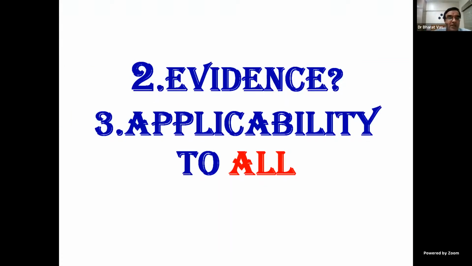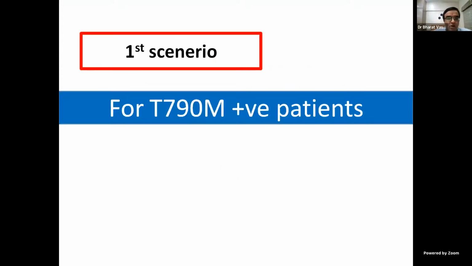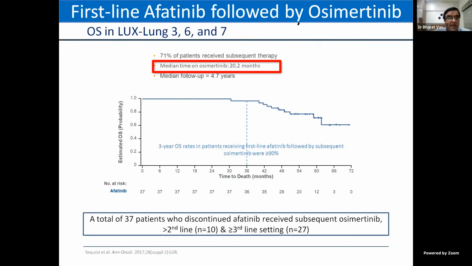Now I'm trying to discuss what the evidence is and its applicability to all. The most common scenario, which my senior colleague will agree he knows also, but I'll be trying to discuss both. What we have now is the available evidence. And I am not wrong to say that there is no phase 3 trial, so you cannot dispute that this is an inferior drug.